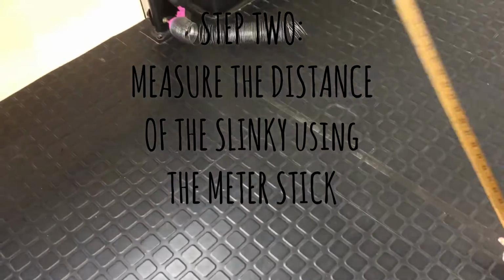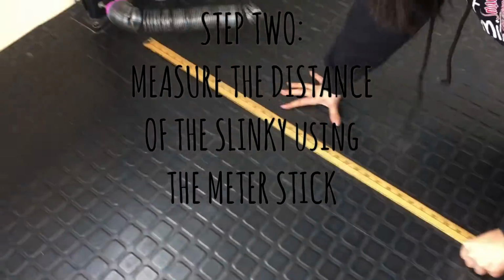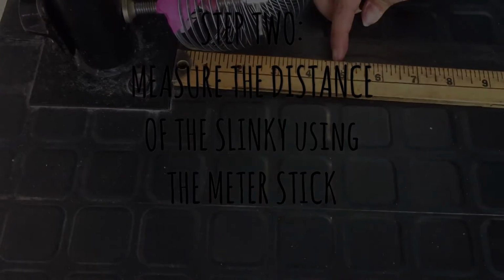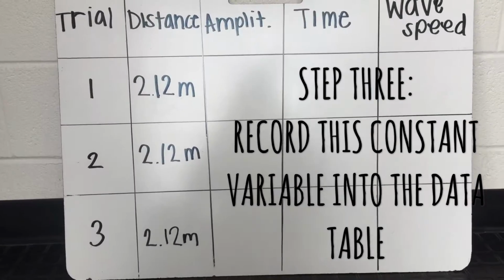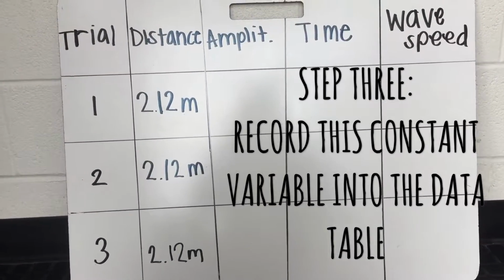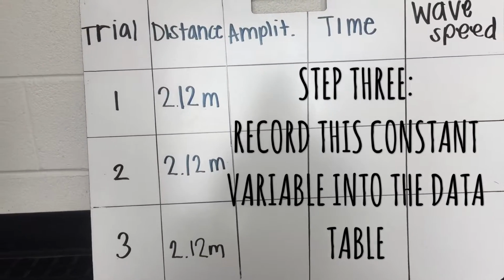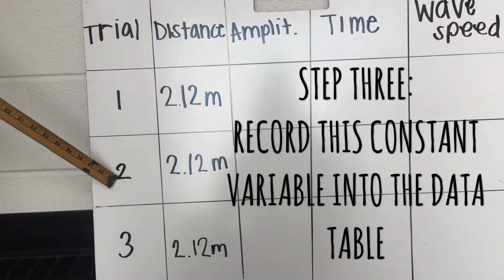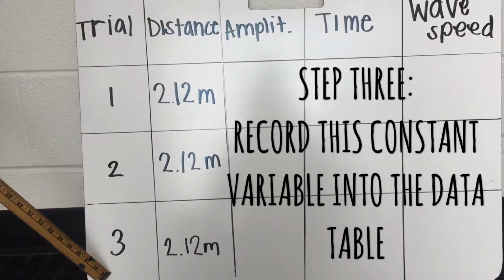Now we will be measuring the distance of the slinky by using the meter stick to measure how far it is stretched. With this, the distance is kept constant, which means keeping the distance the same throughout the rest of the trials. With the measurements that we got from the slinky, we can now record this in our data table as 2.12 meters for all 3 trials.